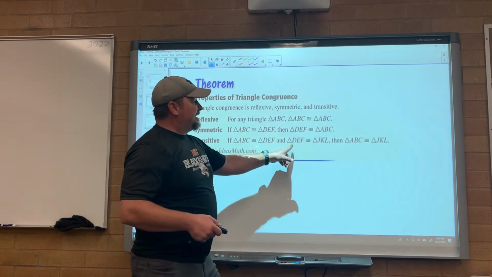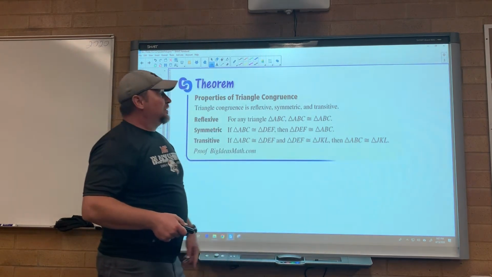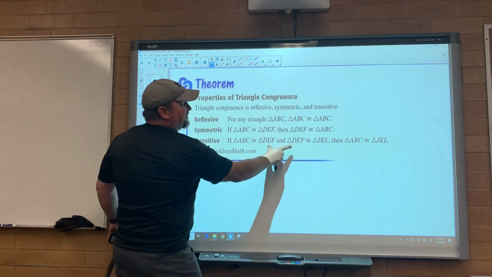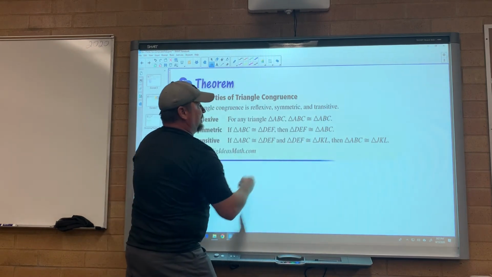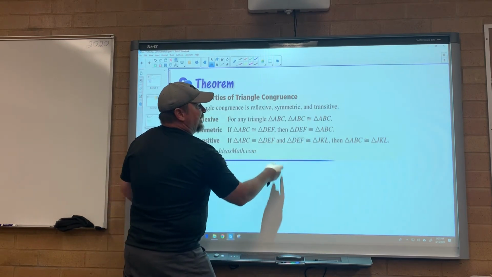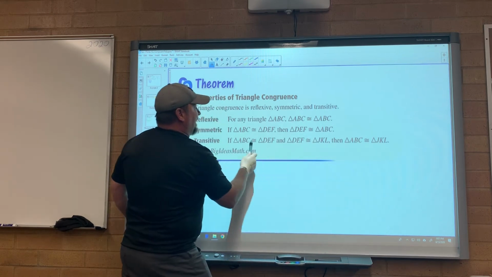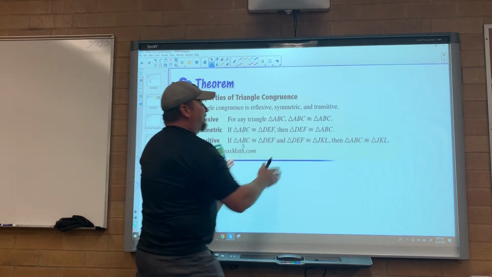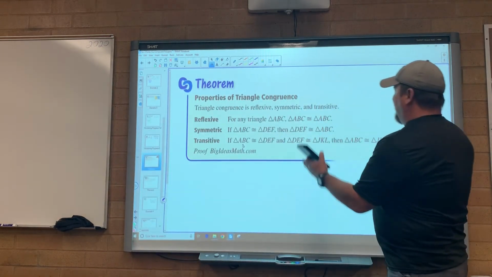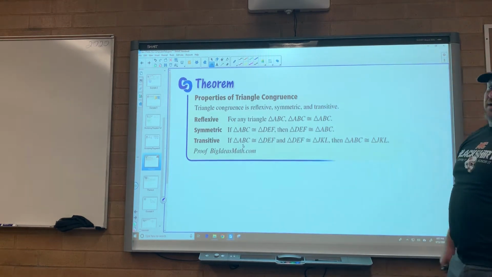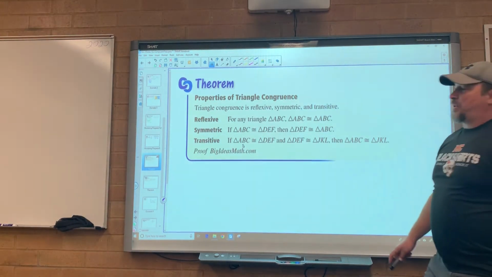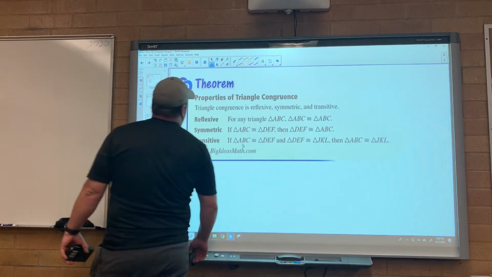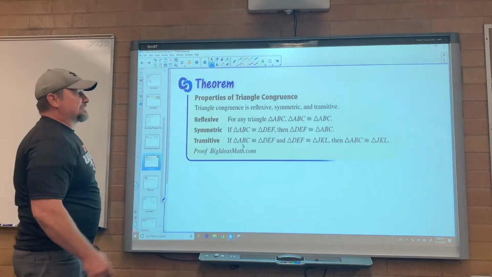Then they say DEF is congruent to JKL. Do you see that DEF is joining these two? DEF is part of that one and it's part of this one. So basically we can drop the DEF and we can put ABC with JKL. That's called the transitive property. Those are different properties that will help you throughout some of the lessons.